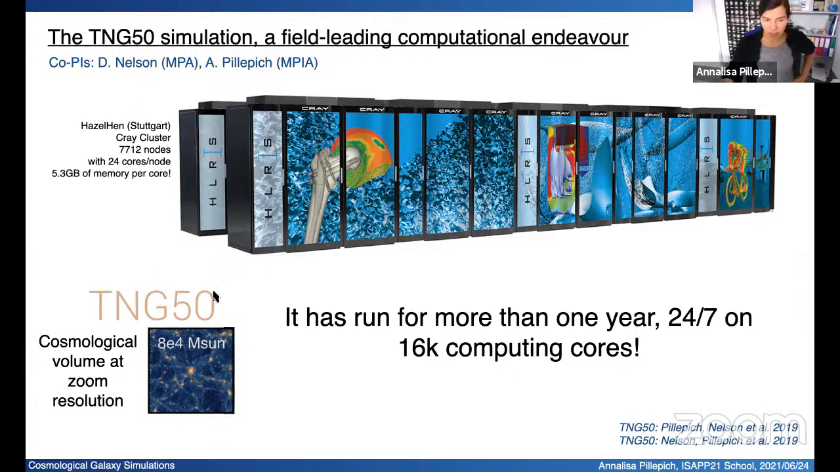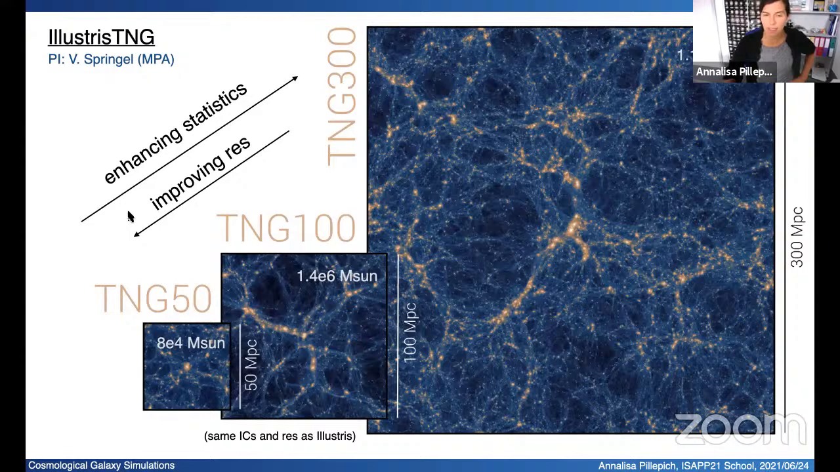TNG50 is one of the flagship runs of the so-called IllustrisTNG simulation, which I want to advertise because it's the one I've been working on, which is made of 3 main simulation runs. We call them TNG50, TNG100, TNG300, because the name tells you the extent in cubic megaparsec of the cubic volumes that are resolved. These are cosmological, magnetohydrodynamical simulations for galaxy formation.